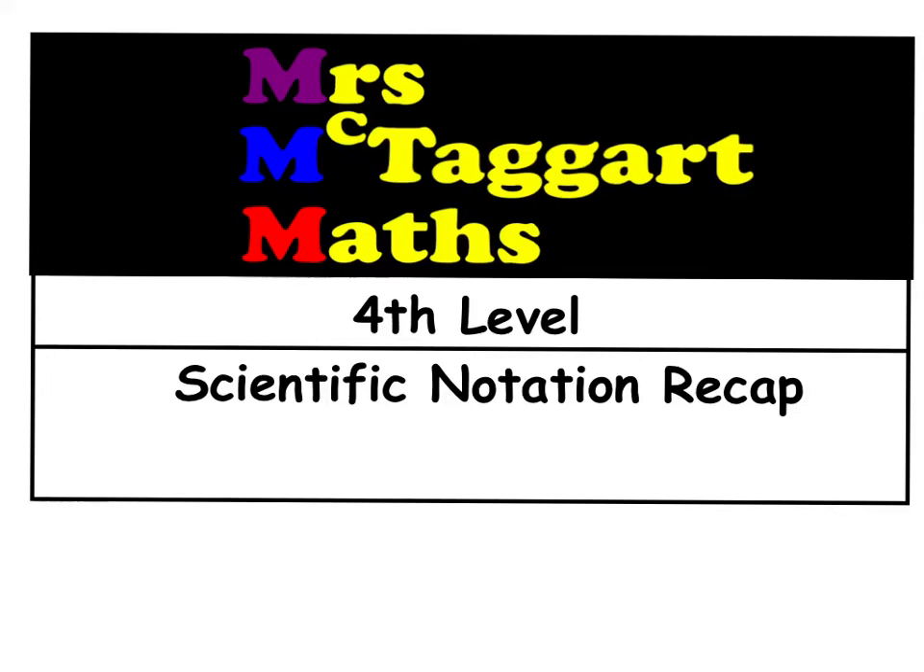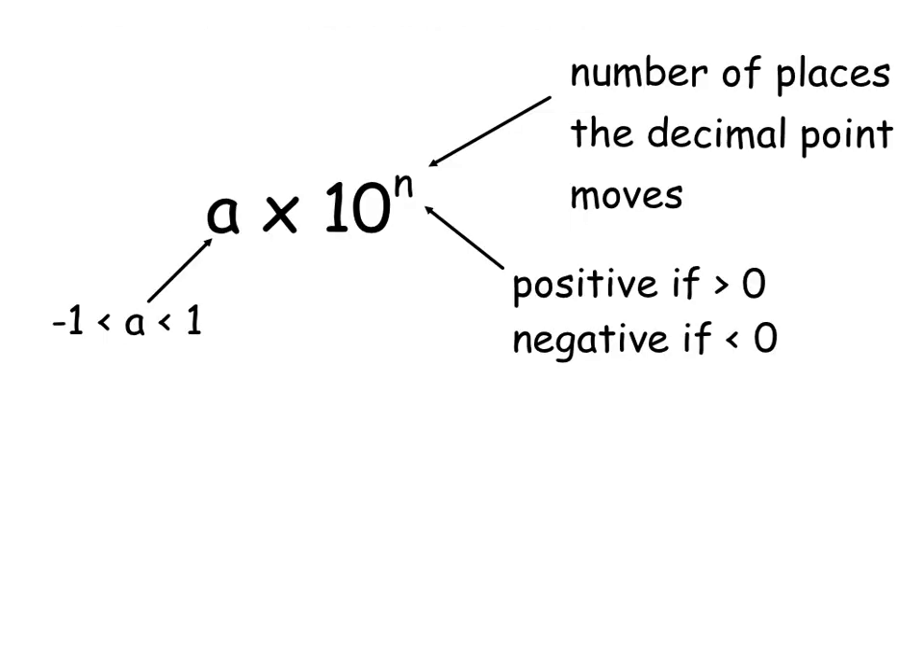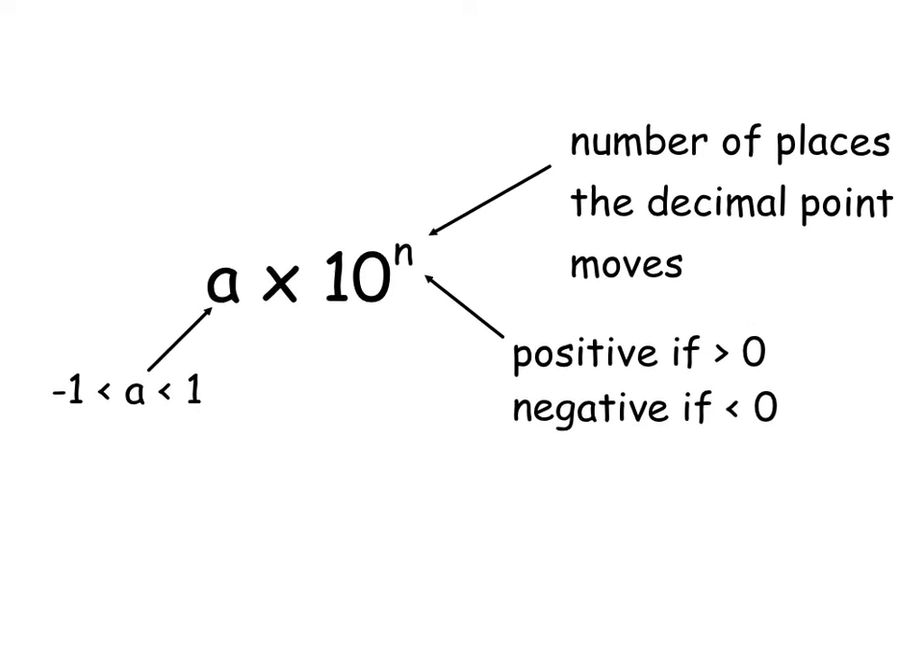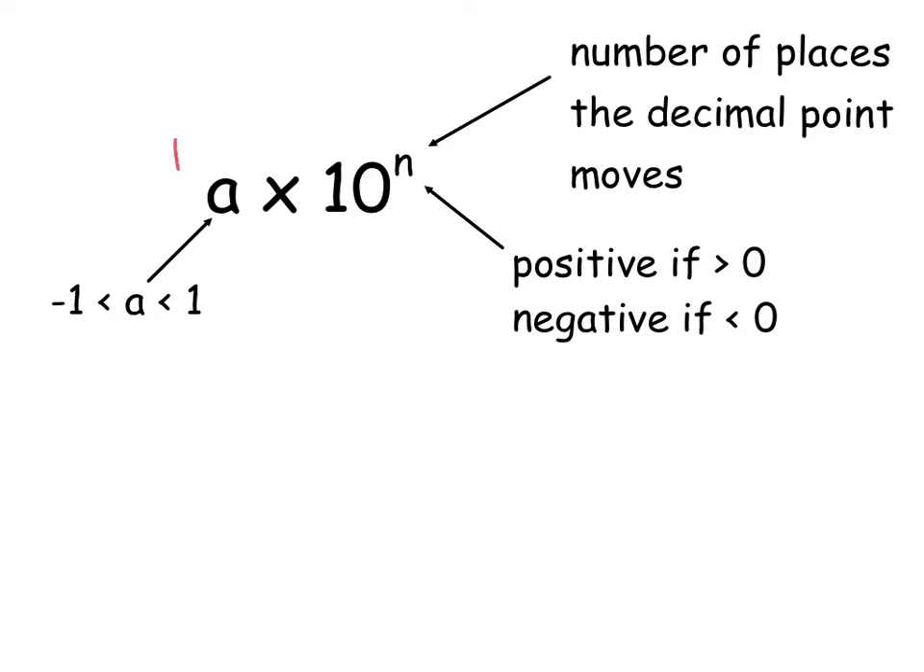Hi, I'm Miss Taggart. In this video, we're going to have a very quick recap of all the scientific notation things we were taught. So first of all, quick recap of what scientific notation is. It's another way of writing numbers a lot smaller, and it generally takes this form here, where it's something times 10 to the power something.